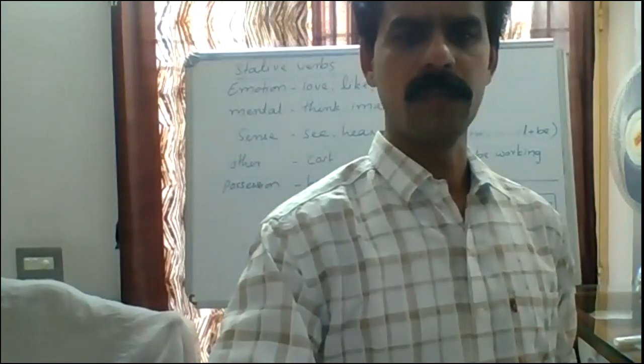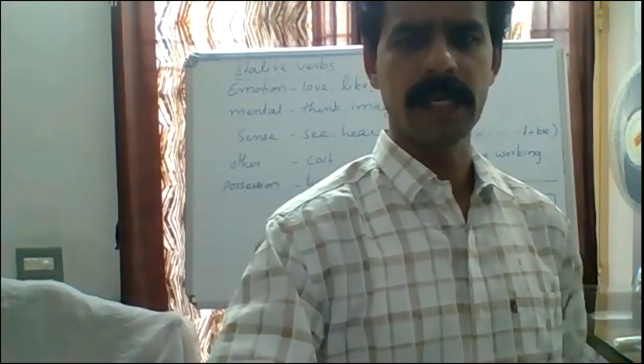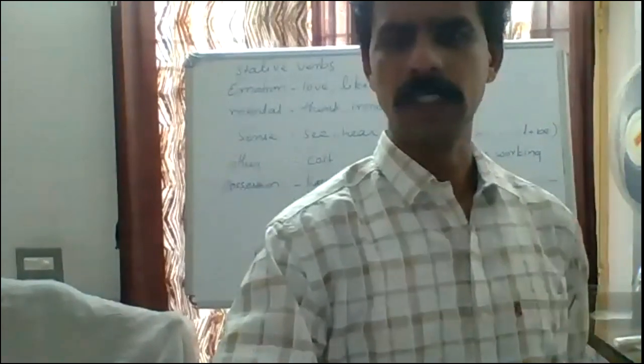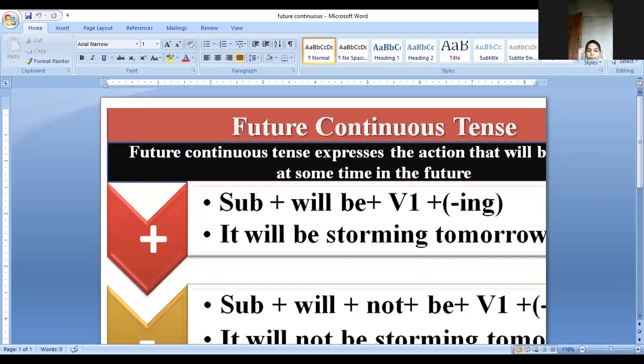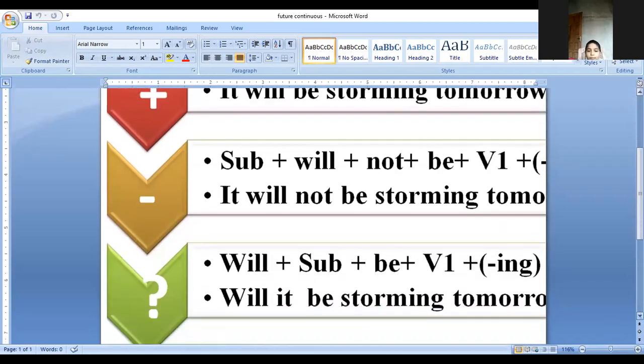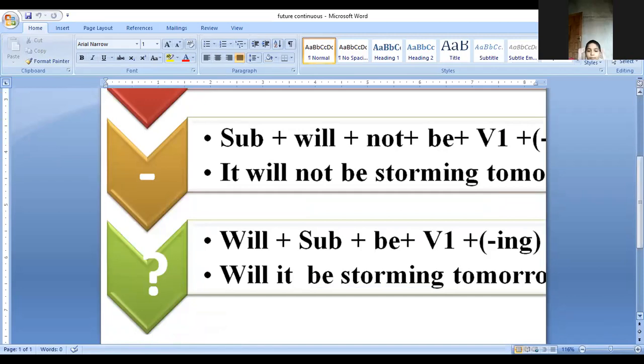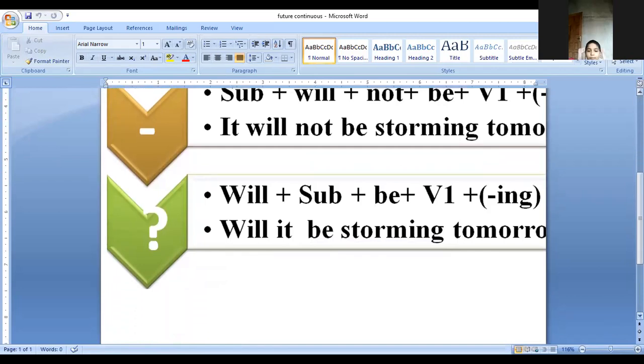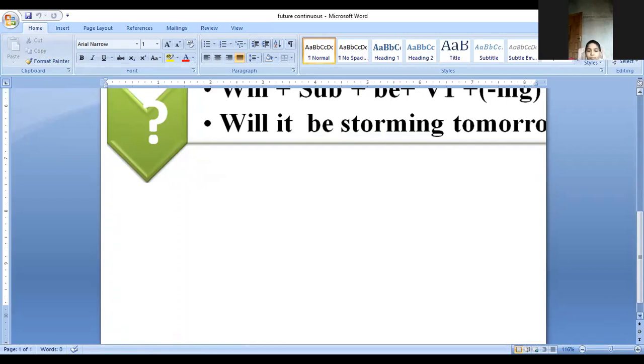What we have seen, let us see it all once quickly at a glance. Here, see, future continuous tense. Future continuous tense expresses the action that will happen at some time in the future. Subject plus will be or shall be plus v1 plus ing. It will be storming tomorrow. So in this way it is given. And also you can find the negative structure given here. You can read. The question structure is also given, showing how to frame the questions.